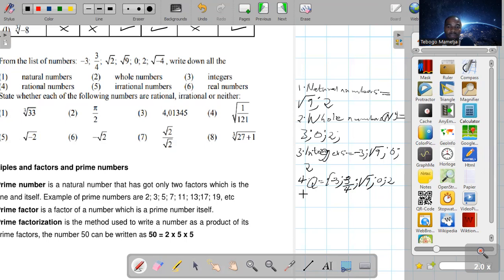So number 5, we need to list irrational numbers. So the sign for irrational numbers, remember, it's a Q with some hyphen there. Okay. So these are numbers other than rational numbers. So the first one there is going to be the square root of 2. Yeah, it's only the square root of 2 there.